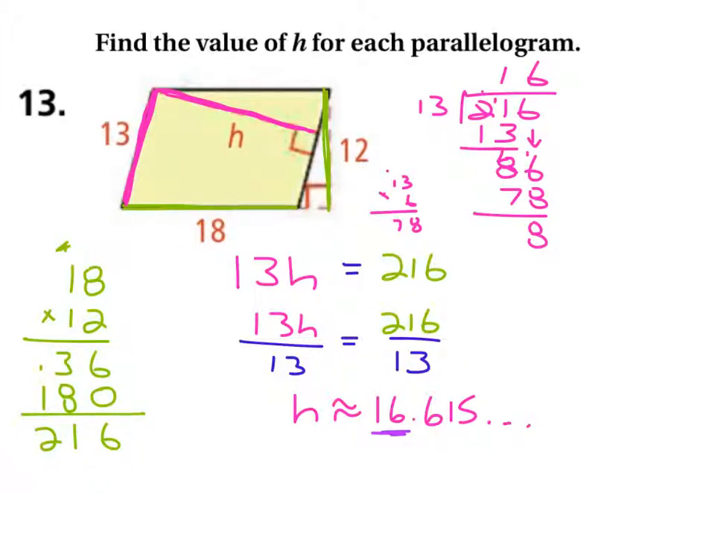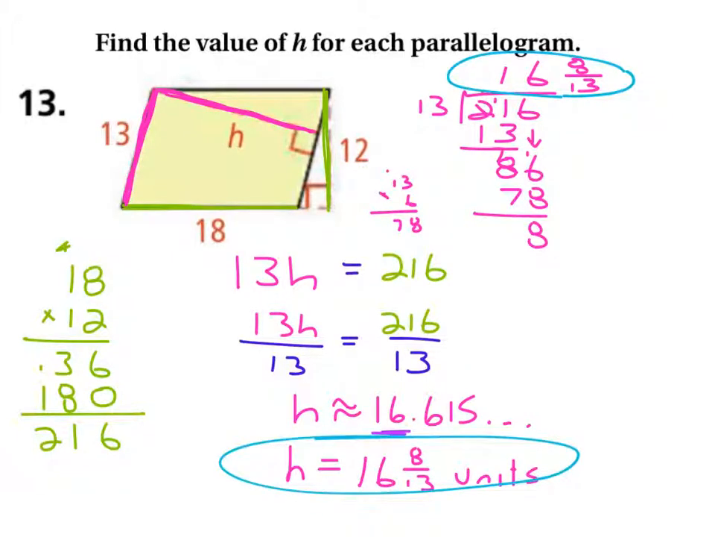We're going to use that as the numerator, and we divided by 13, so we're going to use that as the denominator. And now we've got an exact fractional answer. So down here at the bottom, we would say h is exactly equal to 16 and 8/13 units. Because we found a height that was just a single length, and we don't say units squared for a length. Okay, that's the exact answer.